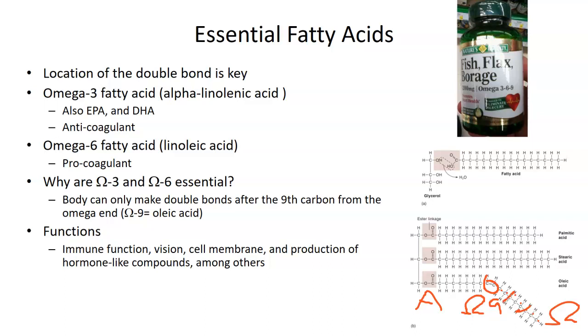Why do we care about omega fatty acids to begin with? Well, they're anticoagulants or procoagulants. That's what the omega-3s and omega-6s do for you. They're either going to help make those coagulations or blood clots you need, or they're going to help break them down. The omega-3s help break them down. The omega-6s help put them in place. If you don't have those, you can't do this process properly, and as a result, cardiovascular disease and other problems can result.